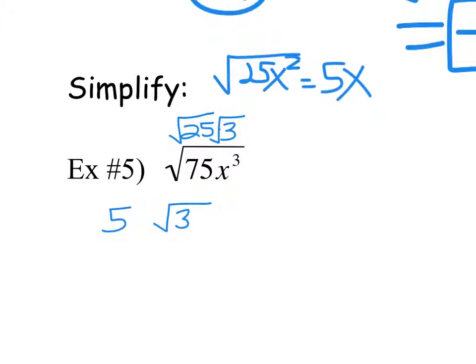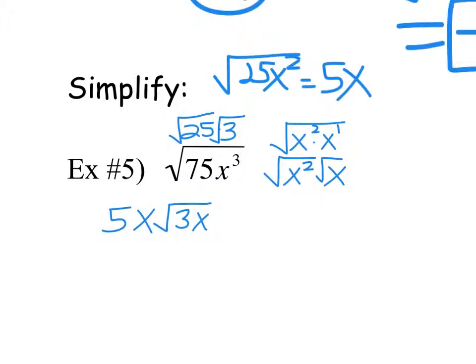Okay, now the x cubed, this one's a little tricky. This one is not a perfect square, but there is a perfect square in there. So there's 2 ways to do this. Let me teach you one way first. If we're trying to find the square root of x cubed, you can break that up into something like that. Do you agree that x cubed is x squared times x? Yeah. Okay, and then what is the square root of x squared? It's x, and then the square root of x just stays under.